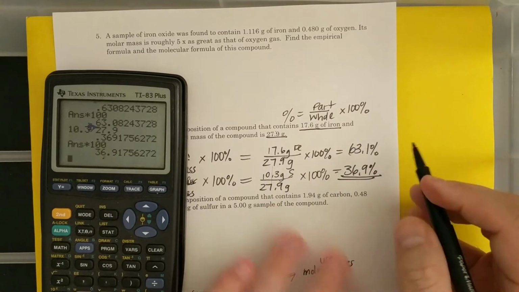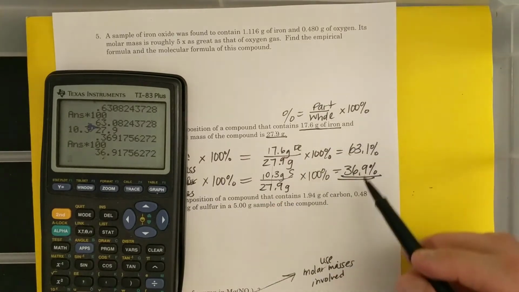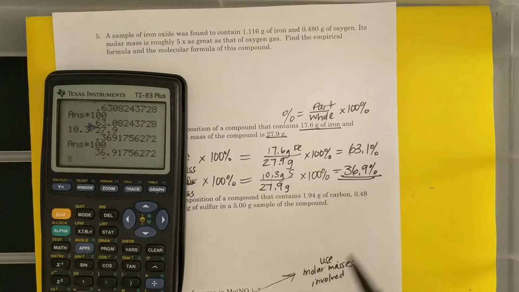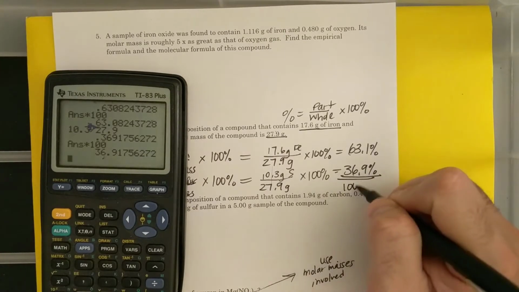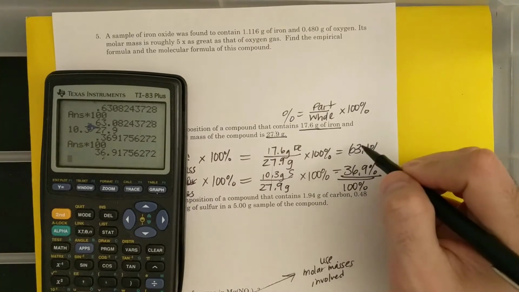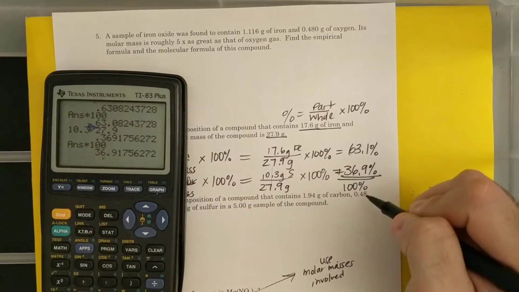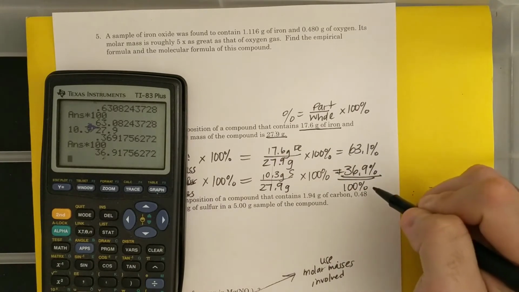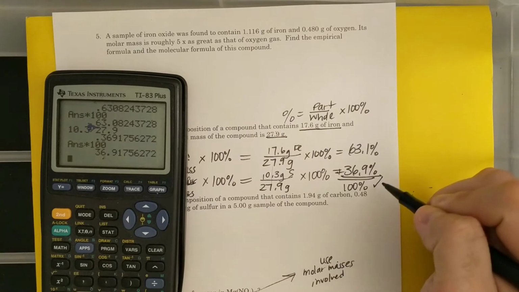percentage. And something to note, the sum of all the percentages of elements in a compound needs to add up to 100%. And 63.1 plus 36.9 adds up to 100%. So that's how you could check to make sure that you knew you did this correctly.